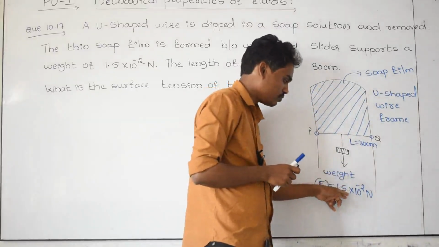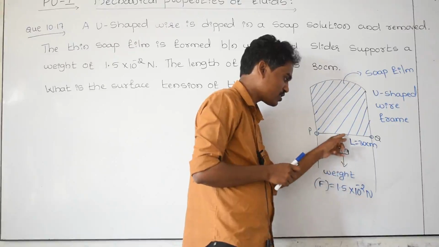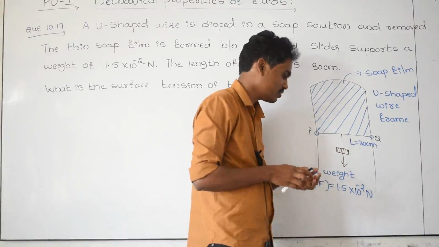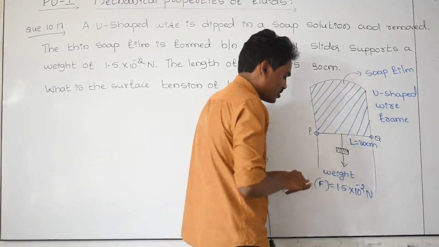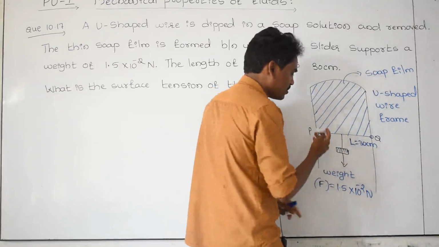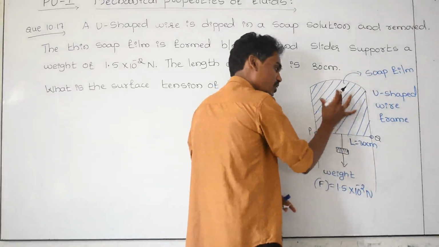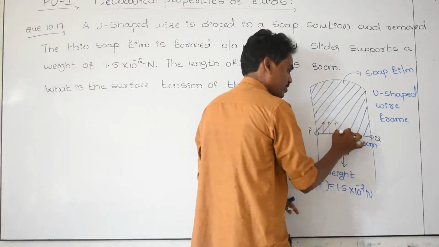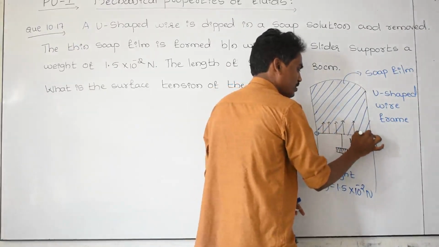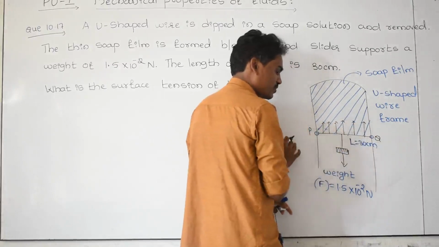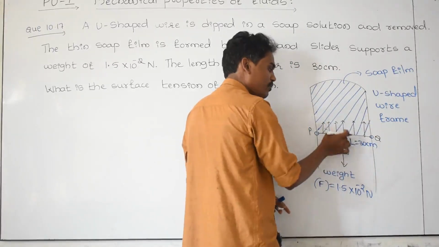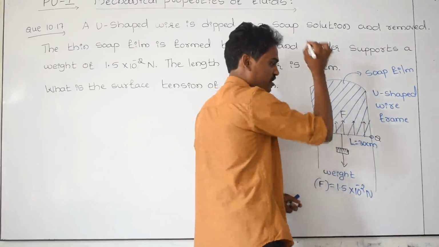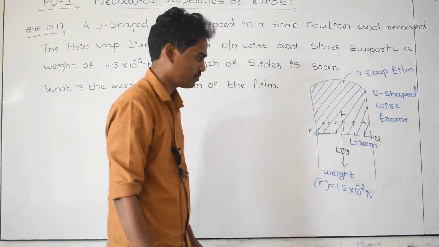And the force or weight he attached to this slider is 1.5 into 10 to the power minus 2 Newton. And I am attaching this much of weight to the slider, and because of surface tension of this film, the force is acting in this direction. This is F. Because of surface tension, this film is not allowing this slider to move down. Surface tension is acting in this direction, equal and opposite.